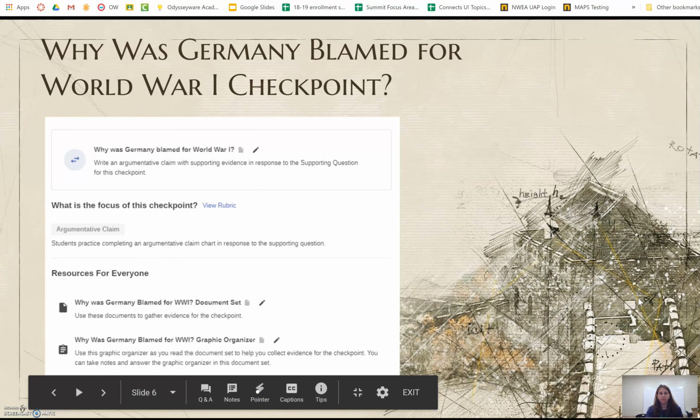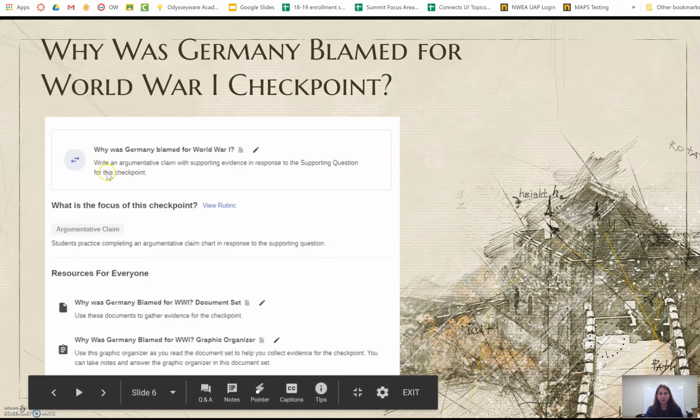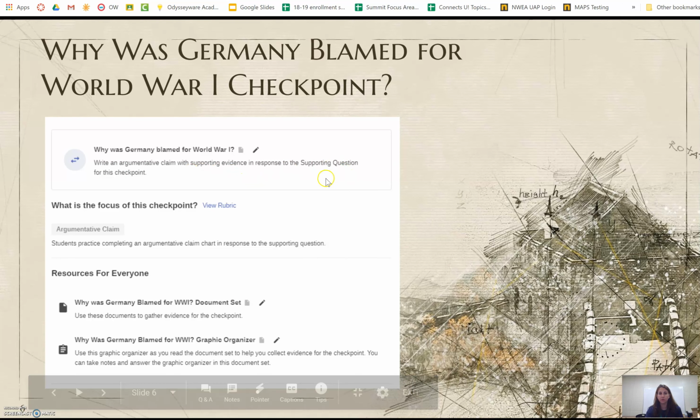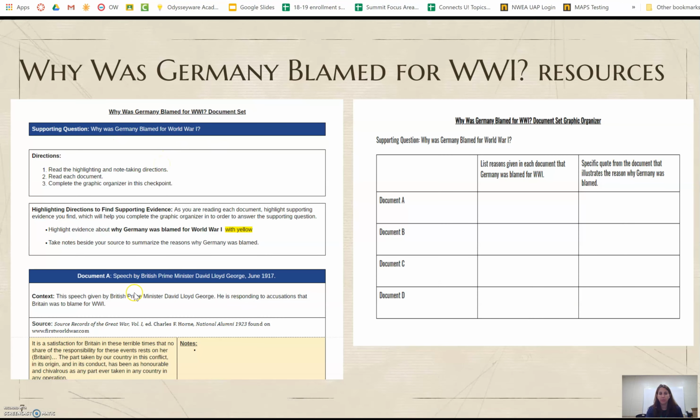There we go. So this is a checkpoint. You can see, write an argumentative claim with supporting evidence in response to the supporting question for this checkpoint. So why was Germany blamed for World War I? And you're going to go into the document set and look at them. There are different speeches by the Prime Minister, and you'll go down and there are different documents and you can take notes. So give reasons, list the reasons given in each document for why Germany was blamed.